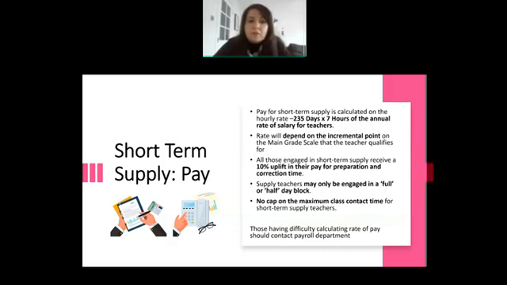This rate will depend on the incremental point on the main grade scale that the teacher qualifies for. Additionally, all those engaged in short-term supply receive a 10% uplift in their pay for preparation and correction time. The SNCT dictates that the short-term supply teachers may only be engaged in a full or half-day block. However, it's important to note that there is no cap on the maximum class contact time for short-term supply teachers. Those having difficulty calculating pay should contact their payroll department in the first instance, and thereafter the local association secretary.